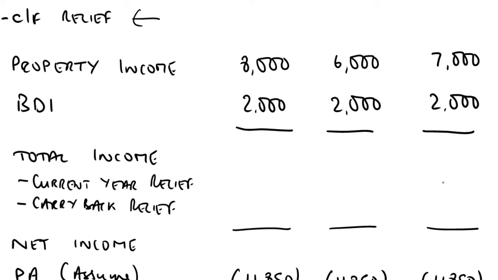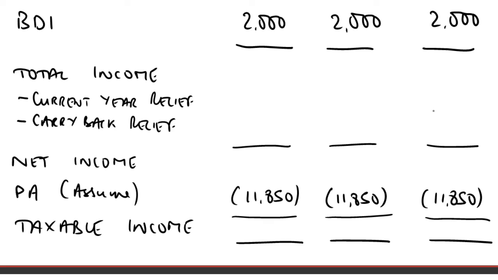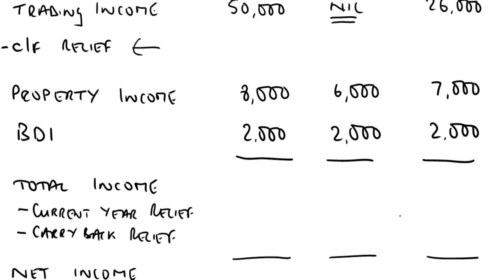When we take those reliefs away from total income, it gives us net income, from which we already know we will be deducting our personal allowance, which you'll be told to assume is the standard 2018/19 tax year personal allowance figure of £11,850 to use across the board for all relevant tax years. Once it is deducted, it will bring us down to taxable income.